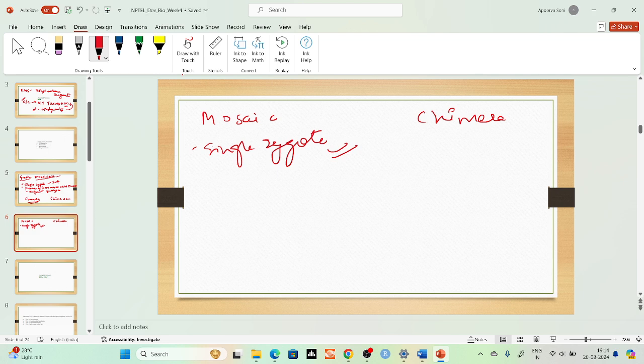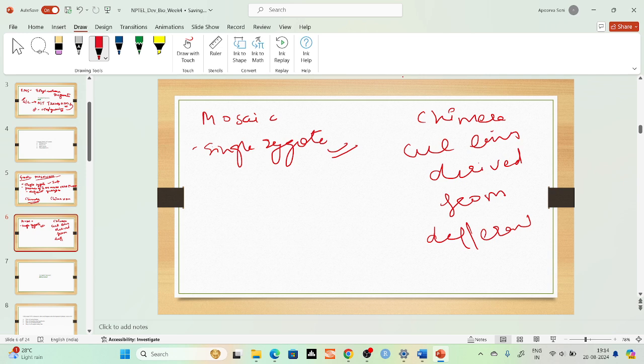Whereas when we talk about chimera, basically these are cell lines which are derived from different zygotes. Okay, cell lines which are derived from different zygotes.